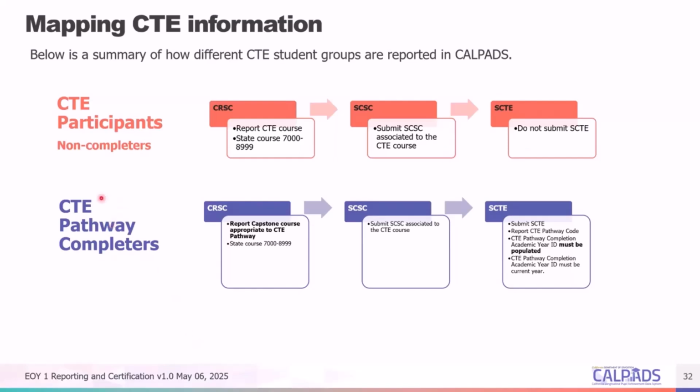And then, of course, you have your CTE pathway completers, which has the capstone course reported. Then you have the SCSC record, which will reflect the C minus or better grade. And then you have the SCTE, which would reflect the specific pathway code associated to this capstone course, and the academic year ID, which is basically the current year.